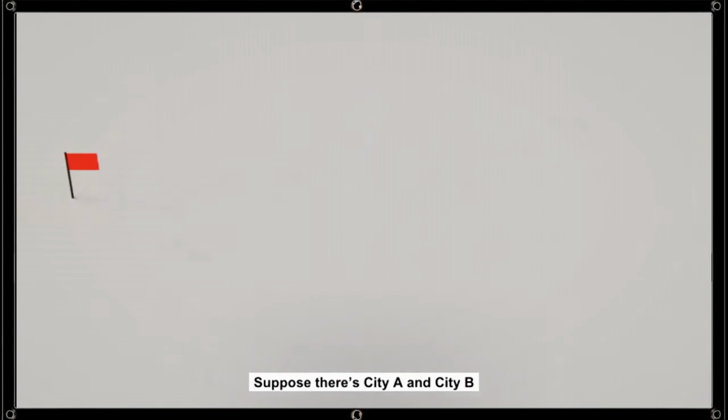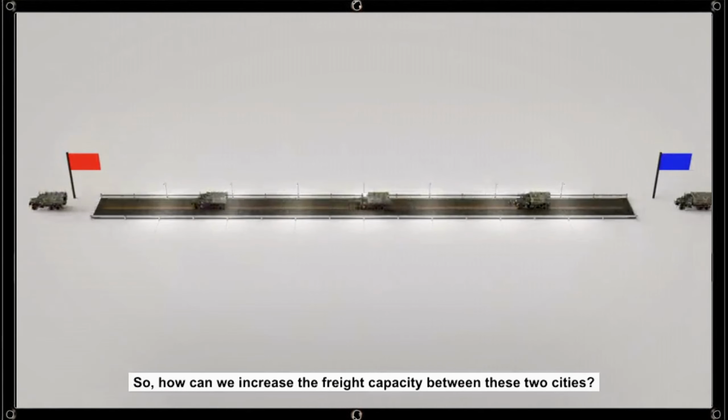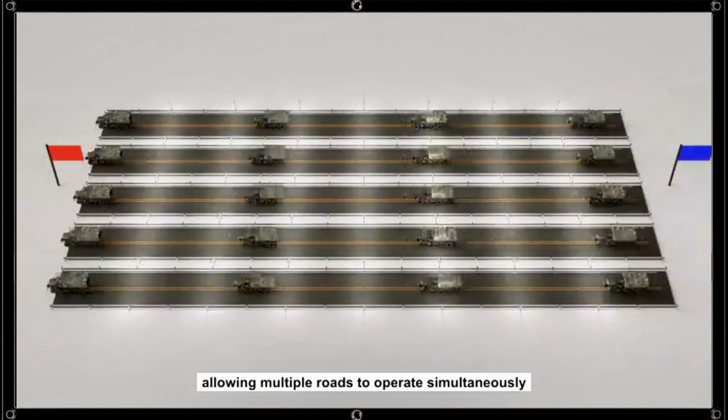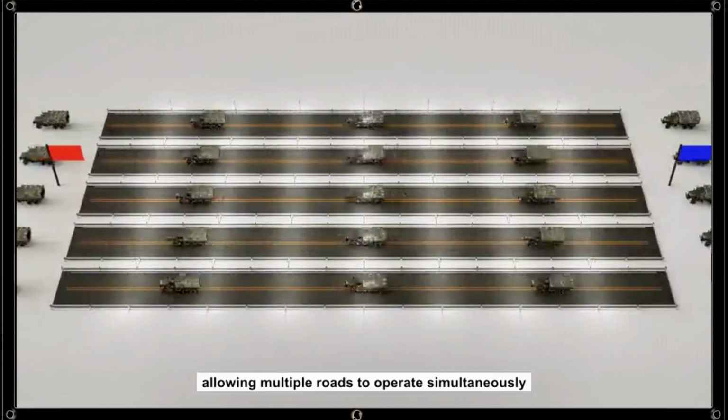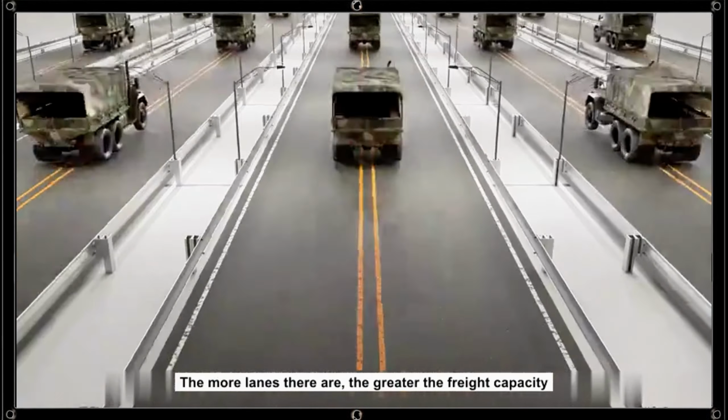Suppose there's city A and city B. I want to transport goods between these two cities. We can build a road, so trucks can make trips back and forth to deliver goods. So, how can we increase the freight capacity between these two cities? First, you can build more roads, allowing multiple roads to operate simultaneously. This way, your freight capacity increases. The more lanes there are, the greater the freight capacity.